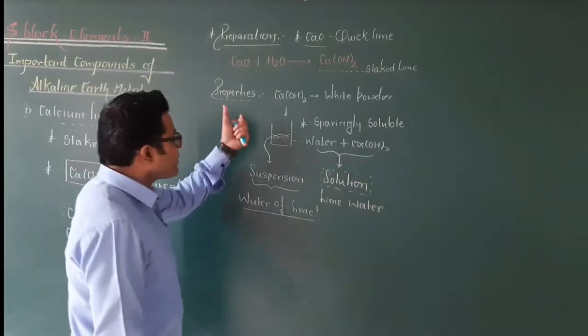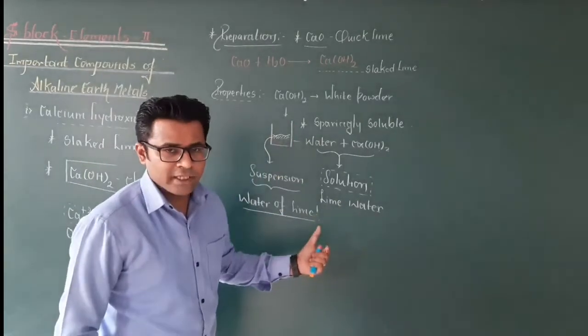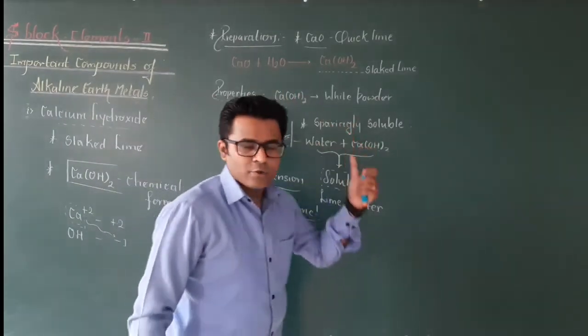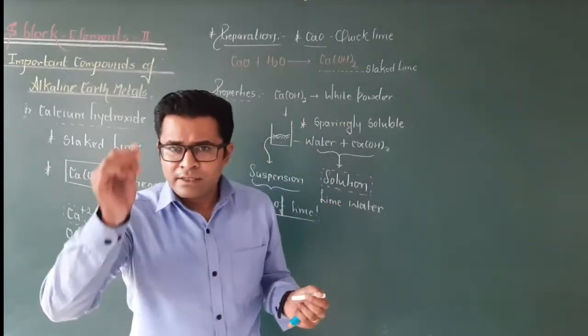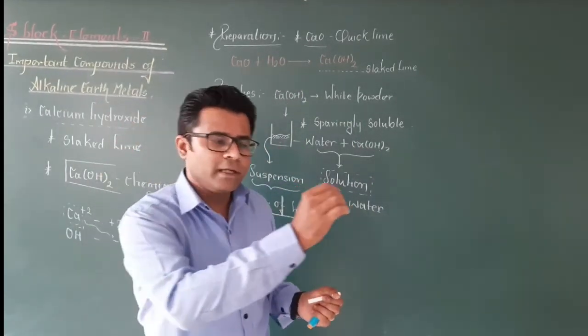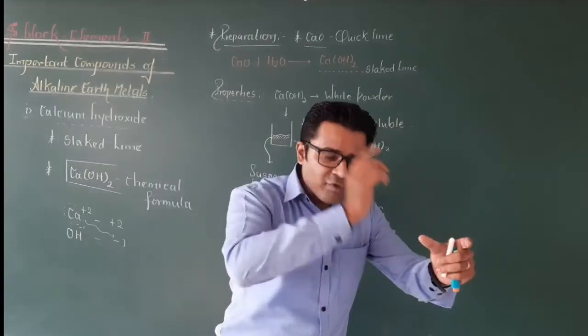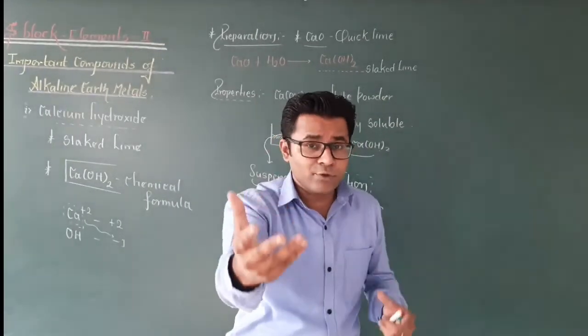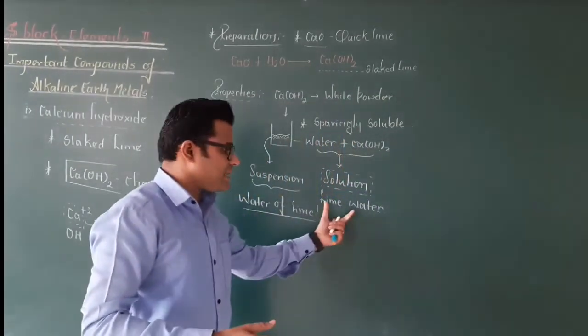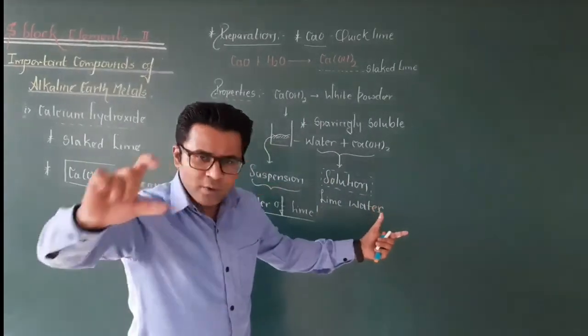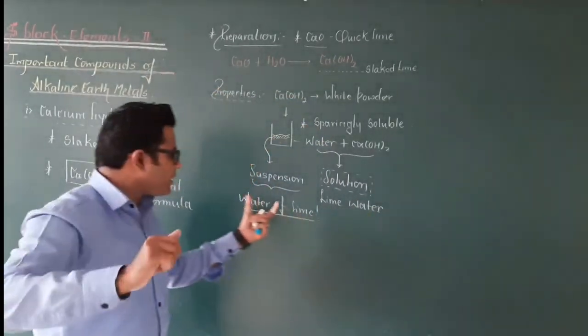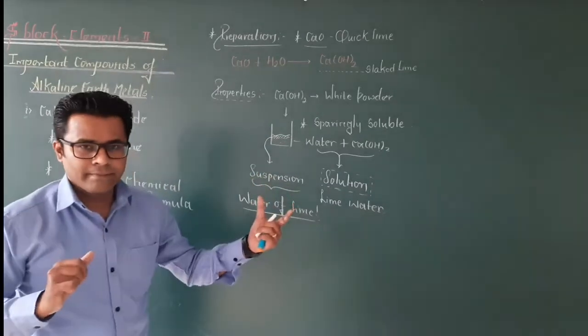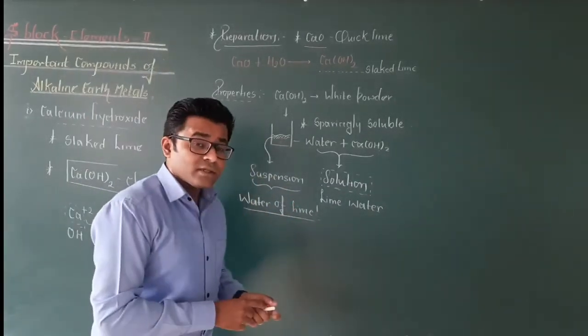So this was the first property of calcium hydroxide. Calcium hydroxide is a white color powder which is sparingly soluble in water. When we put it into water and stir it well, it gives us a solution. That solution we call lime water. The suspension, only the liquid layer, we call water of lime. So we'll observe the next one.